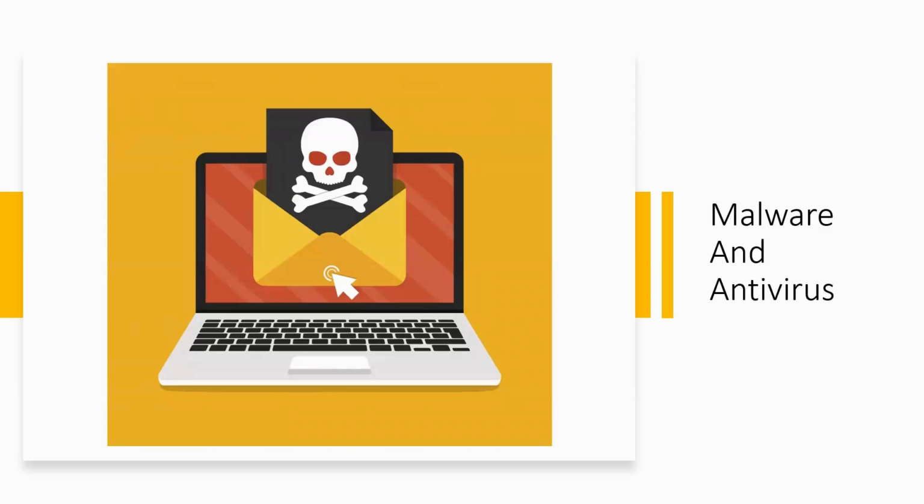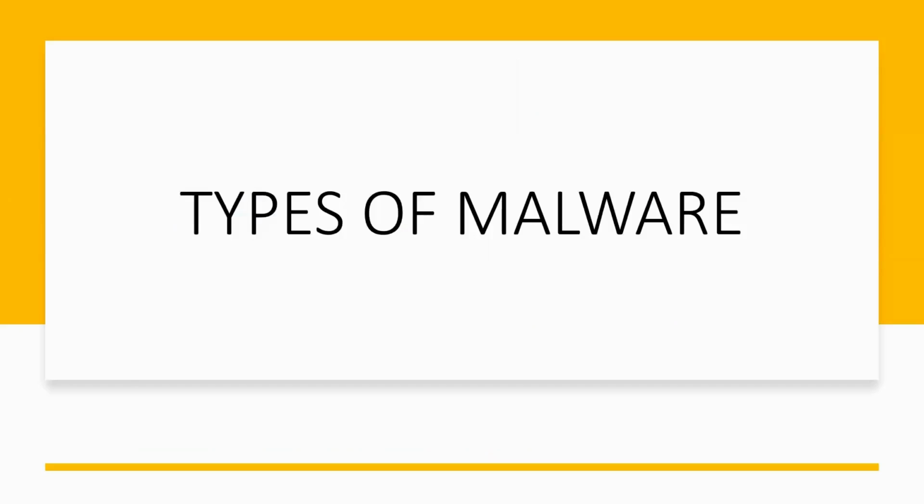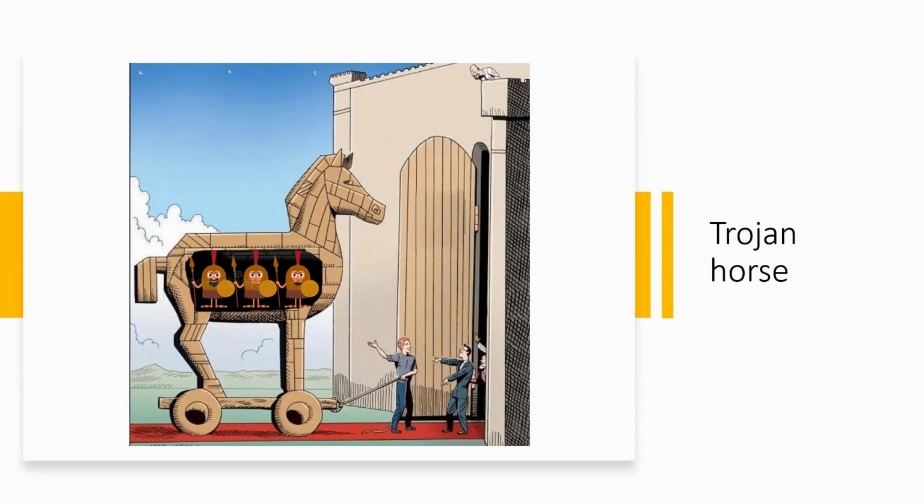In this video, we'll be learning about malware and antivirus. Types of malware. Trojan horse. It is a destructive program which behaves like a useful application. Trojan horses do not replicate themselves, but they can be just as destructive.